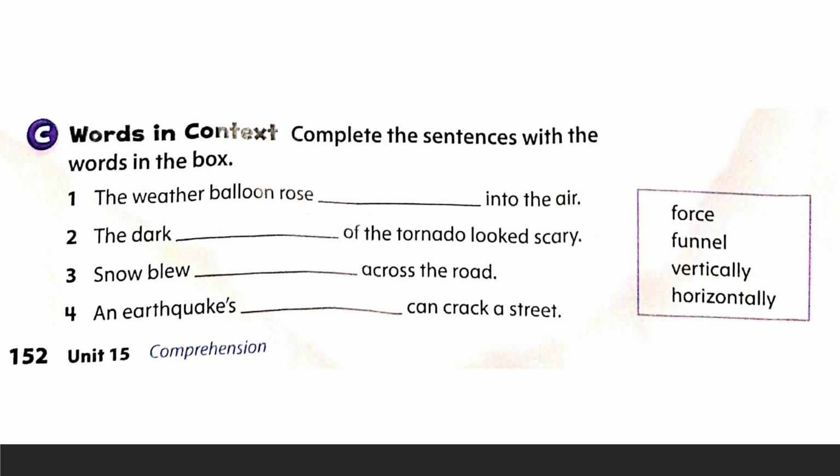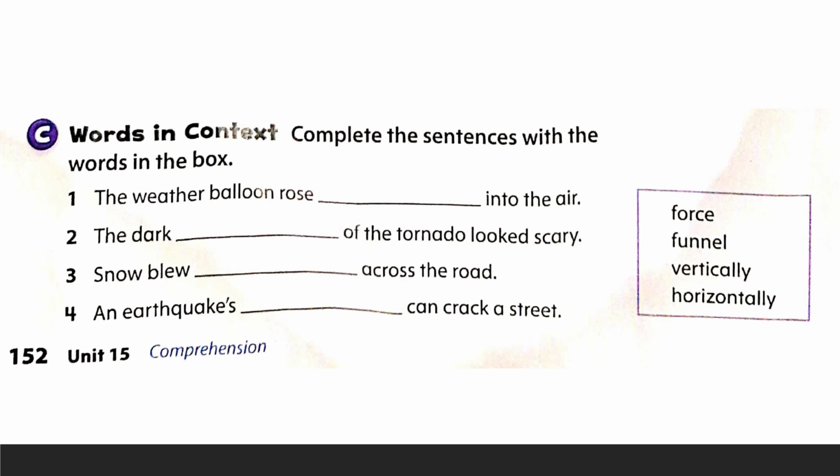Okay. Exercise C says words in context. Now we have four words here on the right side of the page. The words are force, funnel, vertically, and horizontally. So I will read the statements and then we will fill the blanks. The first statement says the weather balloons rose dash into the air. And what is going to come in this blank? The weather balloon rose. It goes from down to up. So it is vertically into the air.